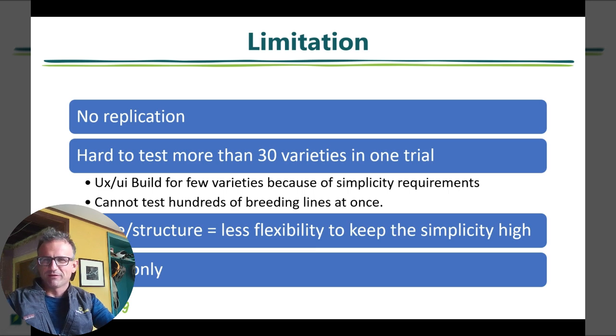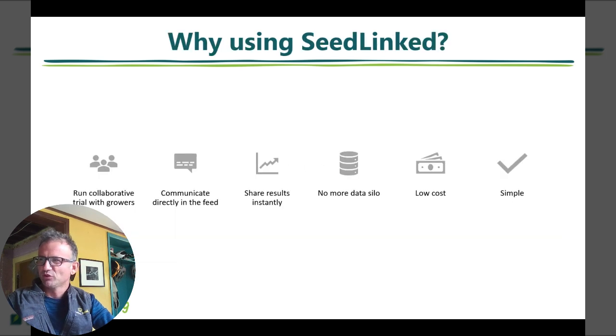It's one platform for all crops and situations, so it's a frame, so there's definitely less flexibility, and it's digital only. So to summarize, SeedLinked is to run collaborative trials. You can communicate everything within the platform, share results instantly. It will allow you to not have data silos. It's definitely lower cost if you handle it well, and it's simple, again, if you manage it well.